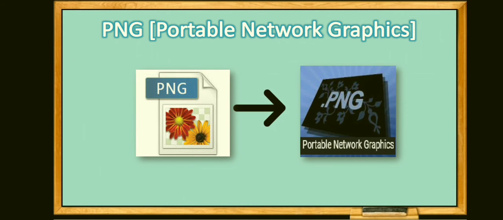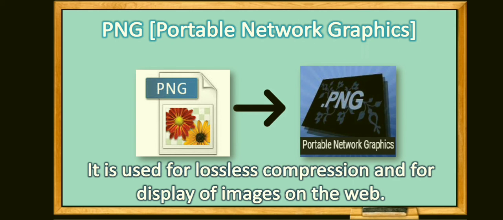Next is the PNG or Portable Network Graphics. It is used for lossless compression for the display of images on the web. PNG supports 24-bit images and produces background transparency without jagged edges. PNG preserves transparency in grayscale and RGB images. Now, how can we set the export options using PNG or Portable Network Graphics?